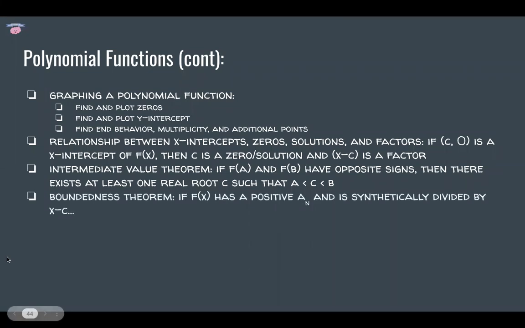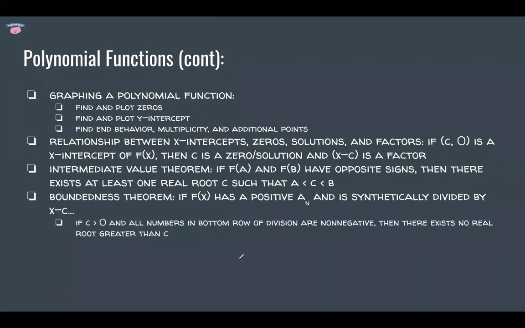Boundedness theorem. If f(x) has a positive leading coefficient and is synthetically divided by x minus c, if c is greater than 0 and all the numbers in the bottom row of the division are non-negative, then there exists no real root greater than c. So you do the synthetic division and you get the numbers, and all of these numbers are non-negative. Then there is no root greater than c. Basically, it's sort of like saying that once you hit c, no more roots after that. So now you know all the roots are less than c.